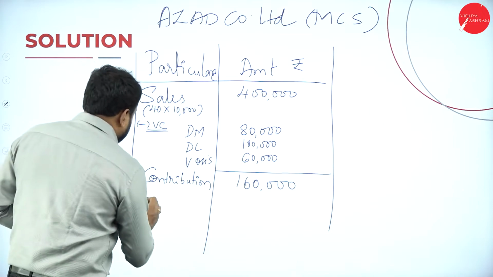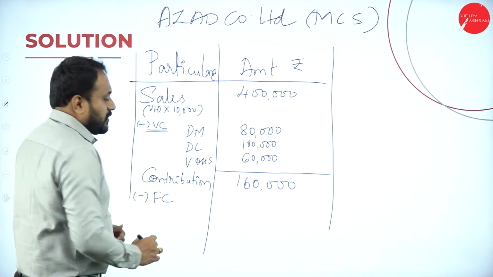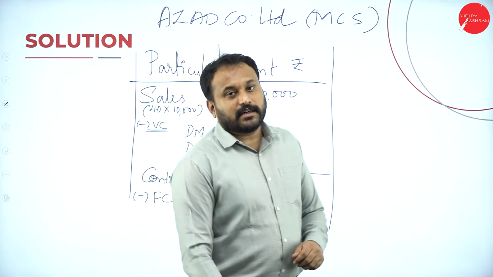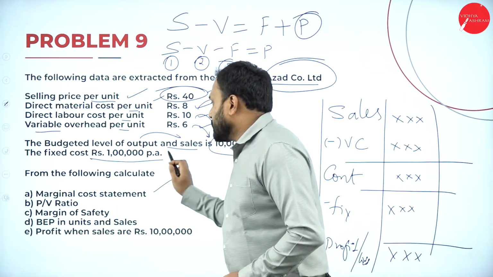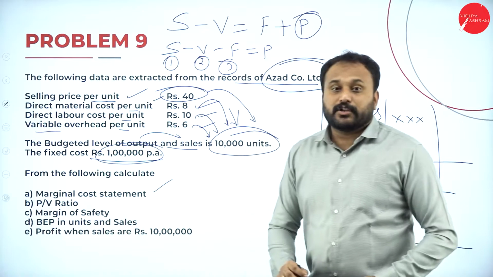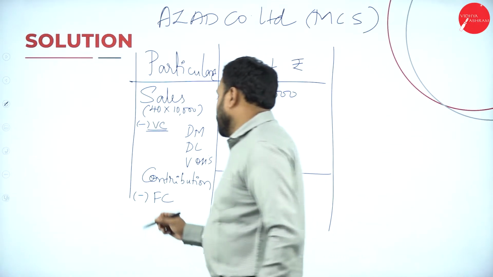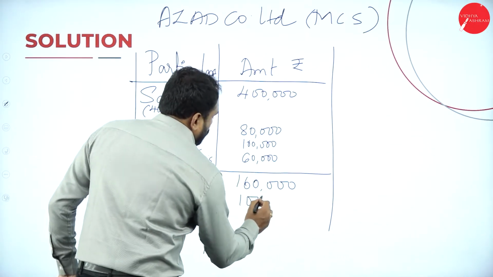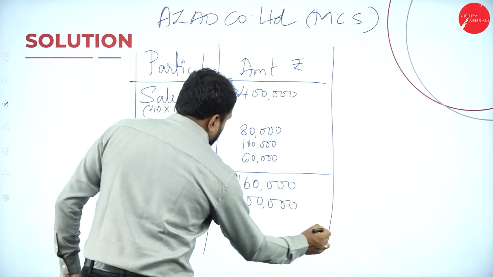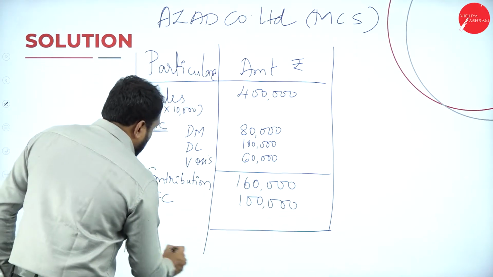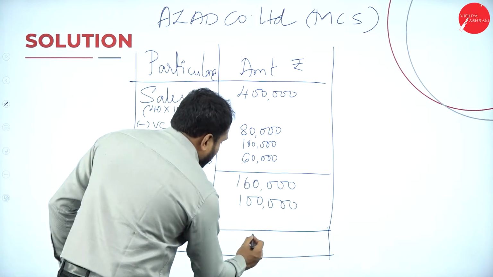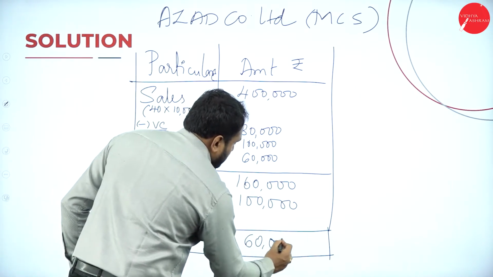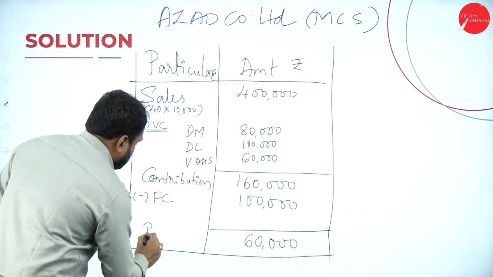After that, again you are supposed to go minus fixed cost. So what is our fixed cost? Here they have given. Let's check the fixed cost. Fixed cost is how much? 1 lakh per unit. So I'll deduct 1 lakh. Now what exactly is the amount you get? 1,60,000 minus 1 lakh is 60,000. So this is your profit.